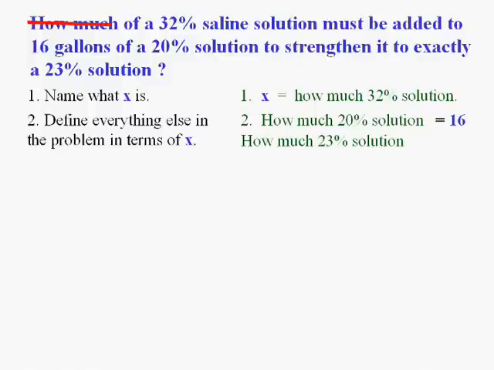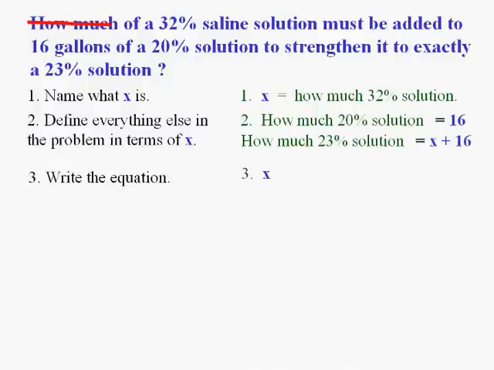How much of the 23% solution? Now, that's what we're going to end up with. We're going to put x into our 16 gallons. Here's where it gets difficult. Not that hard. What are we going to get? X plus 16. We're pouring x into 16, so we're going to end up with x plus 16. Don't make this difficult. So, we can write the equation.